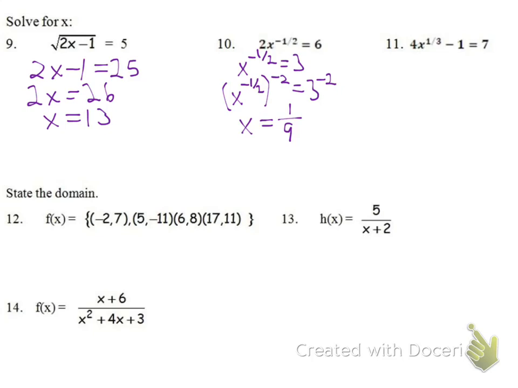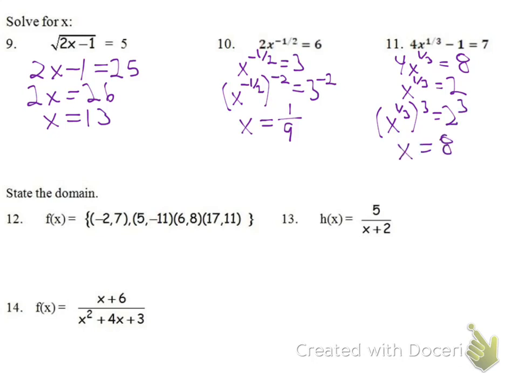We look at number 11 now. We want to get that x, or that exponent, by itself. The first thing I'm going to need to do is add 1 to both sides. That gives me an 8 on the right side. I can divide both sides by 4. I have x to the 1/3 equals 2. So I'm going to give both sides an exponent of the reciprocal of 1/3, so to the 3rd. That gives me x equals 2 to the 3rd, which is 8.